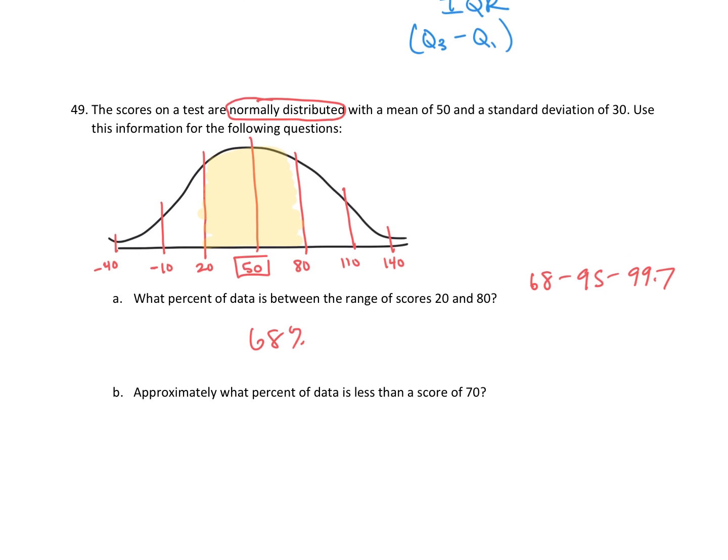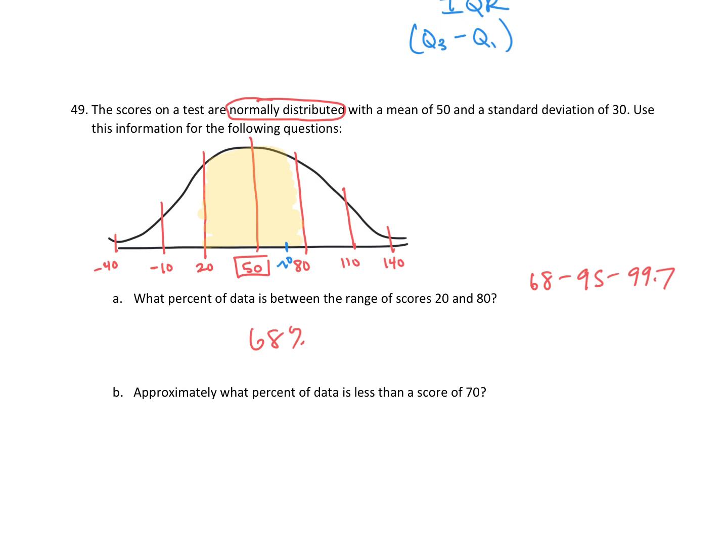All right, so last question. Approximately what percent of data is less than a score of 70? So we're going to do some approximating here. It does say approximately. 70 is not one of these numbers that we're listing out where we have some precise percentages to work with. So if we think about where 70 would be, well, it's going to be between the 50 and the 80, and that's 30 units between 50 and 80. So it's actually going to be about 2/3 of the way to 80. So that is where 70 is.